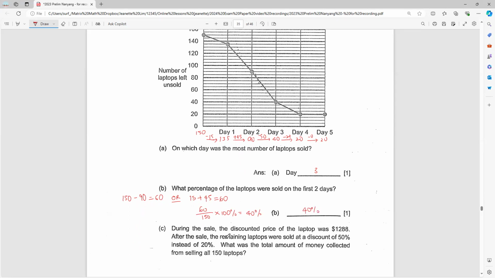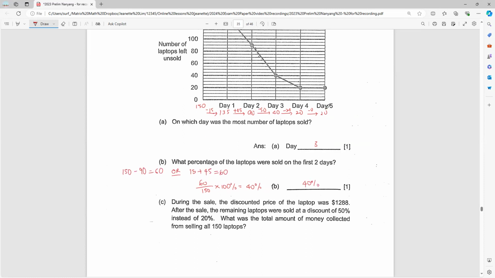During the sale, the discounted price for the laptop was 1288. After the sale, the remaining laptops were sold at a discount of 50% instead of 20%. So what was the total amount of money collected from selling all 150 laptops? Now, at the end of day 5, there were 20 laptops left, right? So the 20 are being sold at a discount of 50%. So let's find out what price we're talking about.